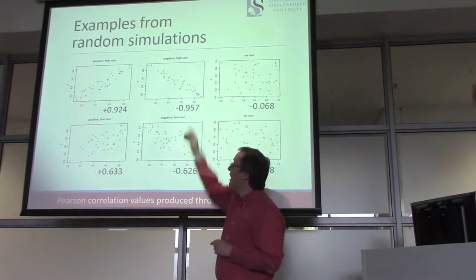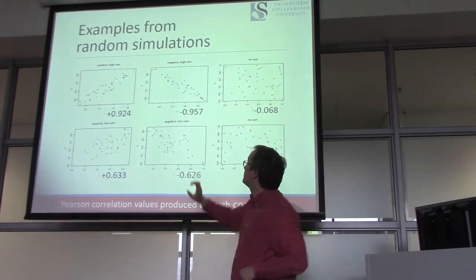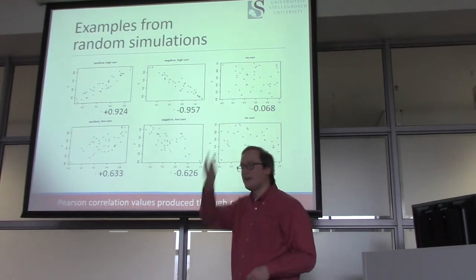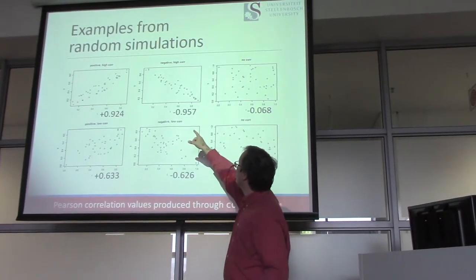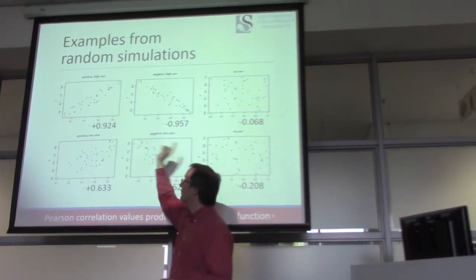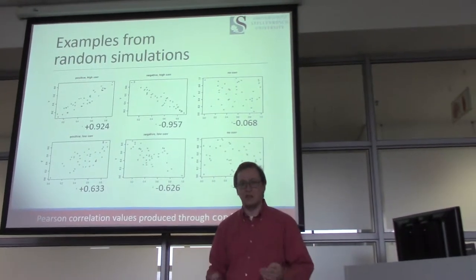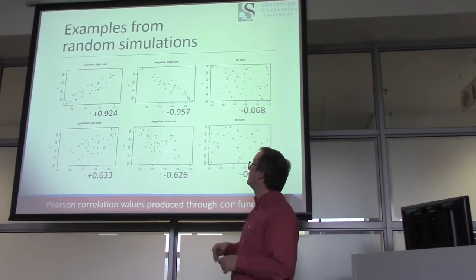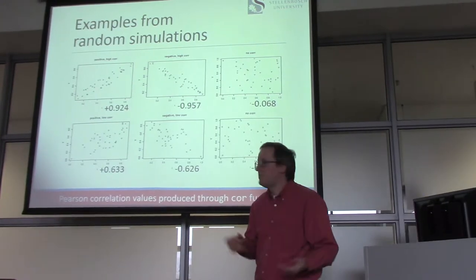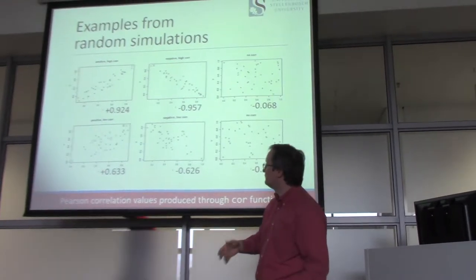If we reverse that relationship, we have a negative relationship. So when X goes up, Y goes down, and we see that the negative correlation value there is similar in magnitude. The simulation actually has them be exactly related. But the correlation value that came out of this random sampling was 0.957 in the negative direction.